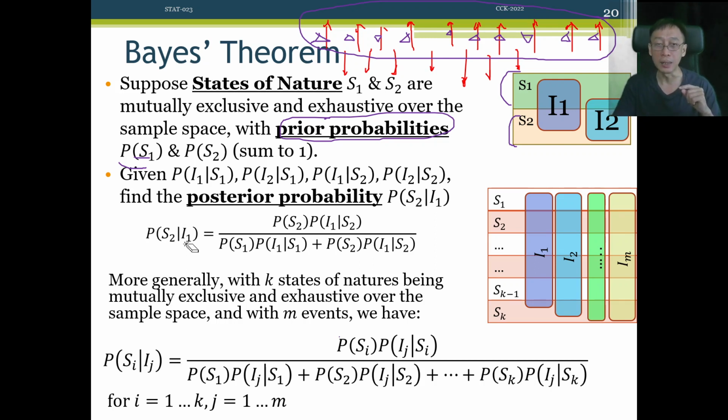Notationally, you see that this is given I1. So it's now reversed. Just now, all the inputs were given S1, S2. Now Bayes' theorem reverses the role. Instead of given S1, S2, we can derive the probability of S1 happening given I1 has occurred. Remember what is I1? I1 is this consultant, this expert, saying S1 will happen.